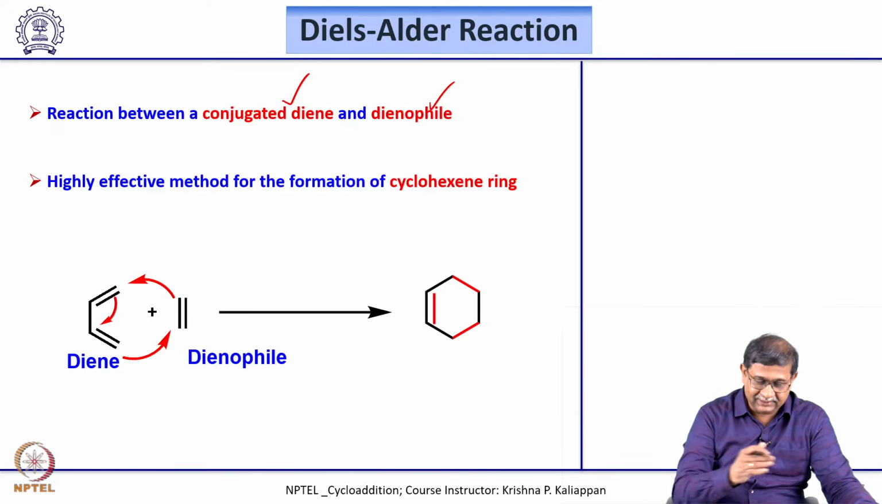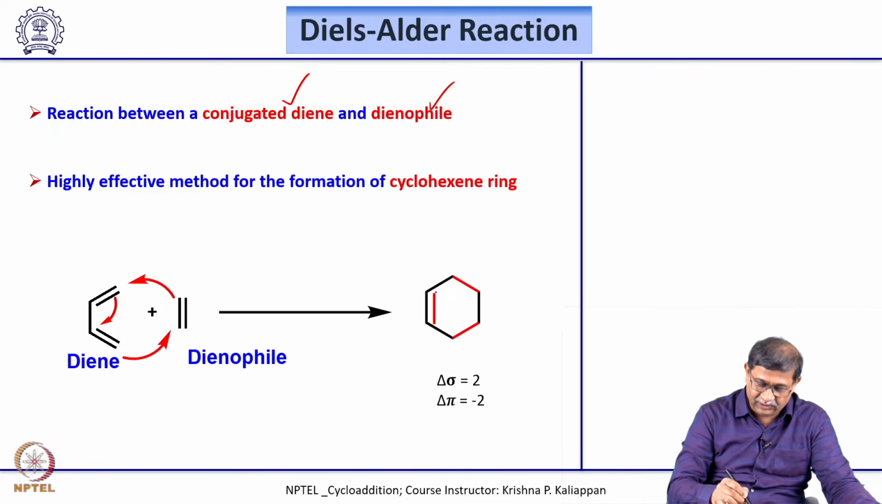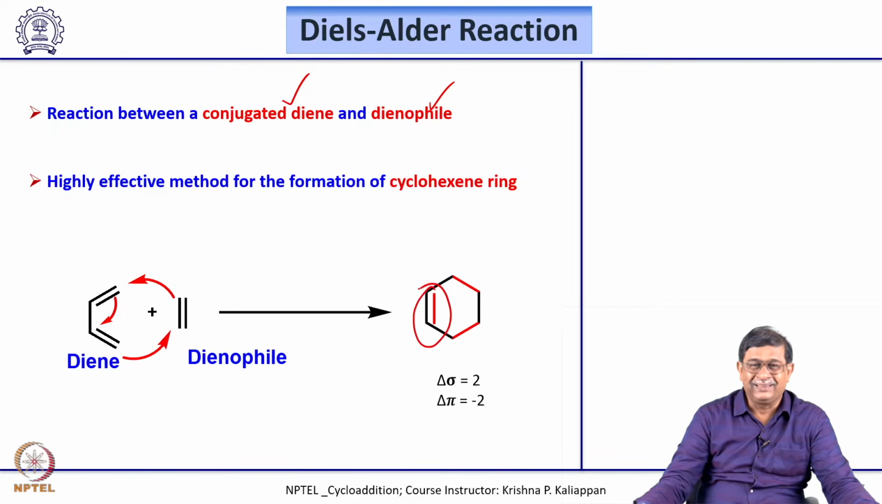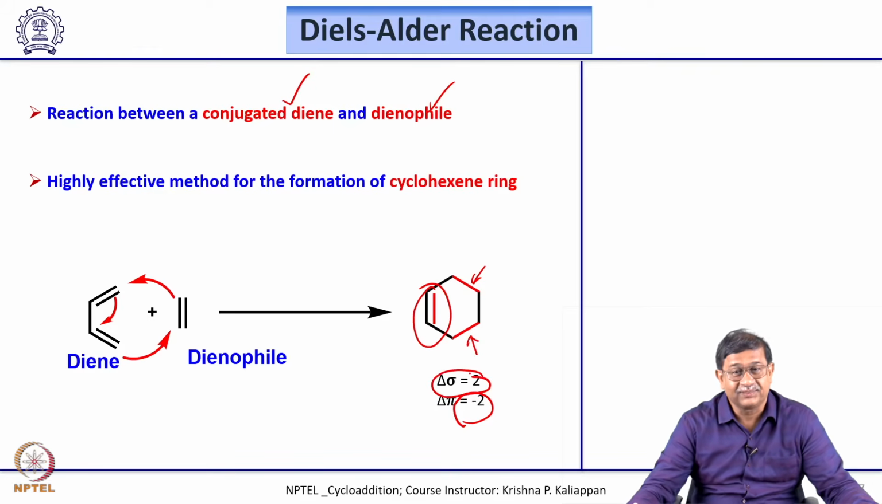If you look at this transformation, in the starting materials, that is the diene and dienophile, there are 3 pi bonds, but in the product you have only 1 double bond. That means the change is -2, whereas for sigma bonds, you are gaining 2 additional sigma bonds. So the change is +2 as far as sigma bonds are concerned.